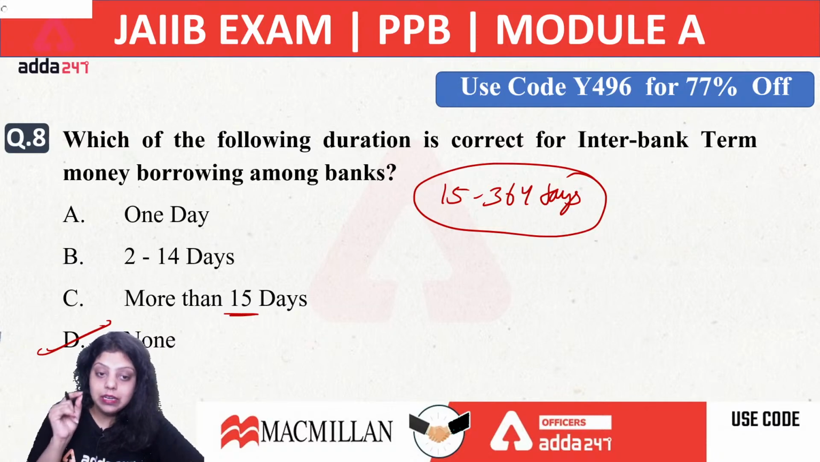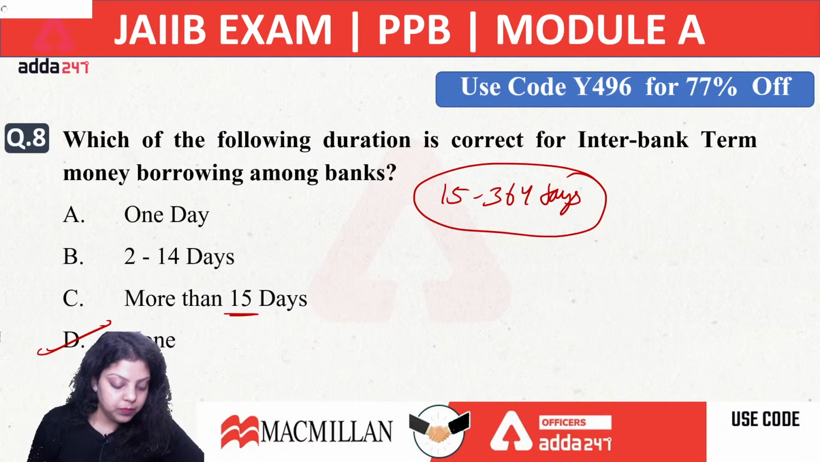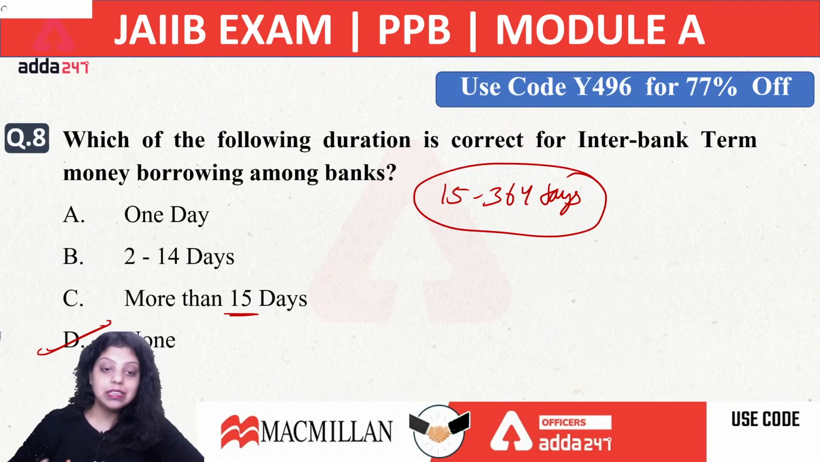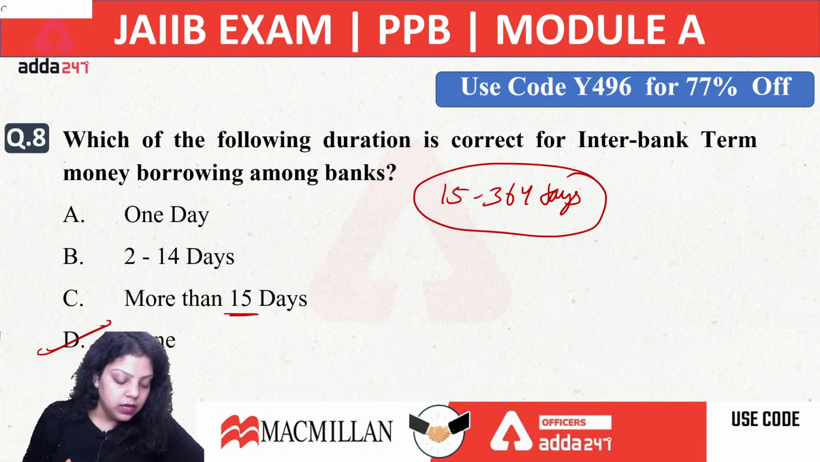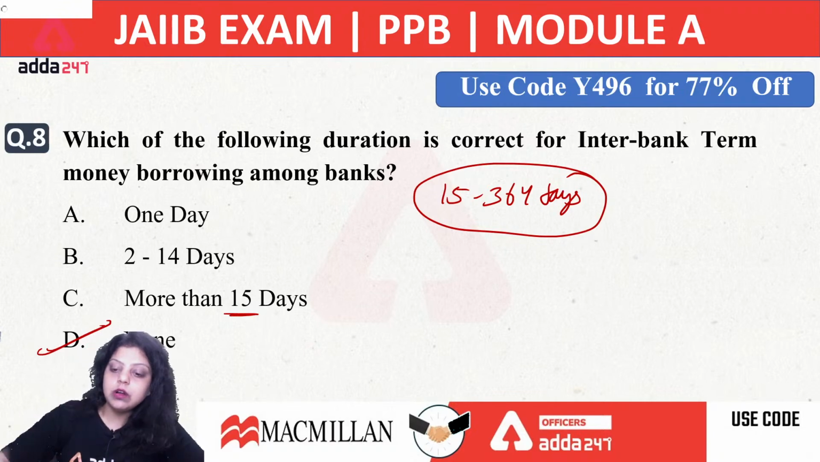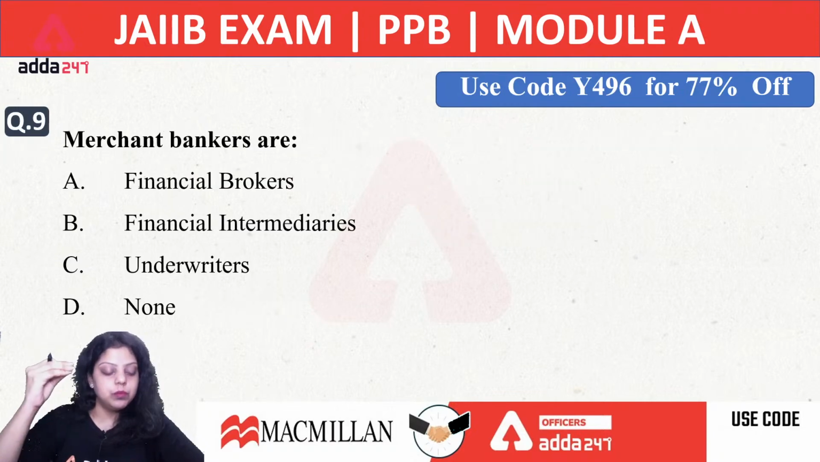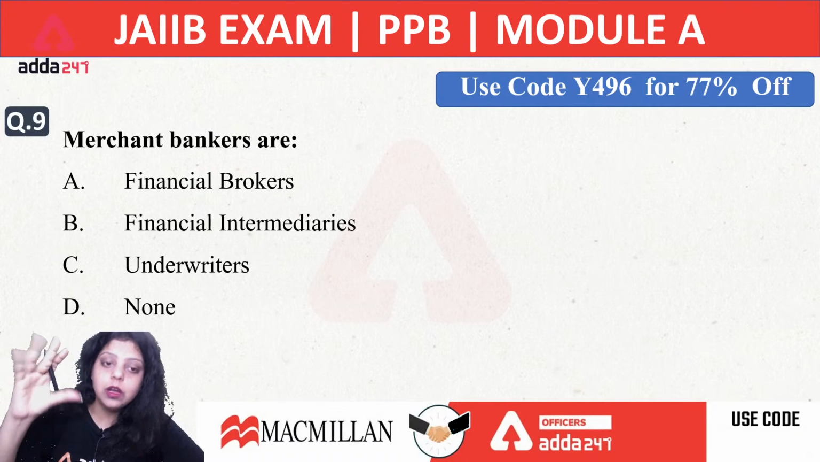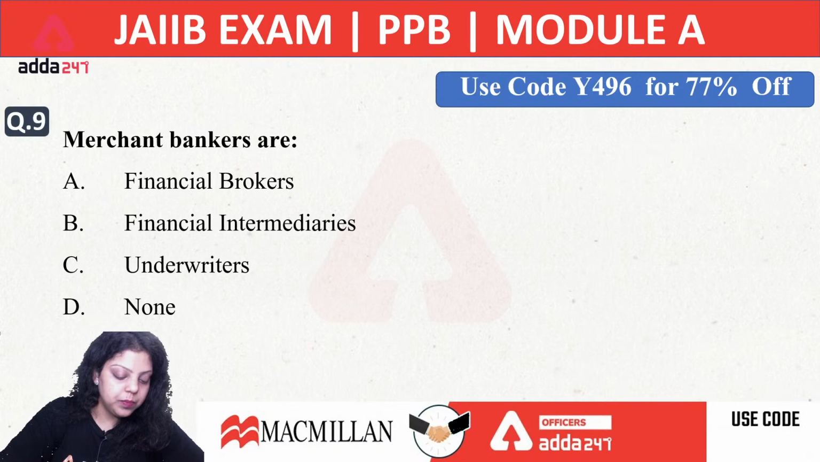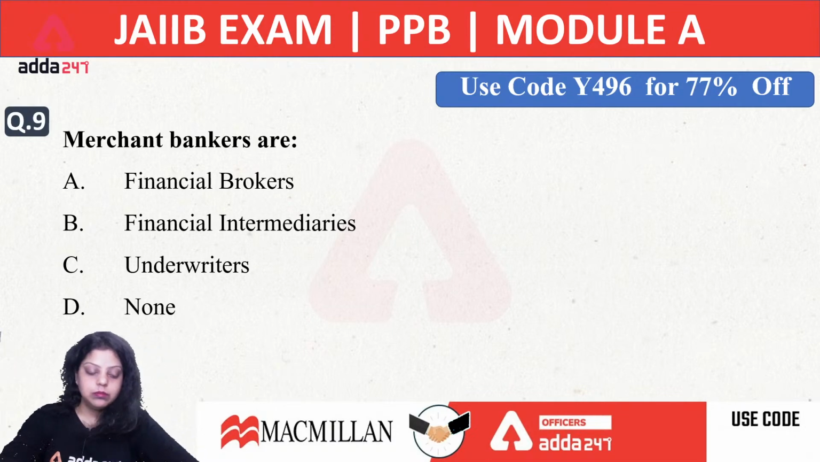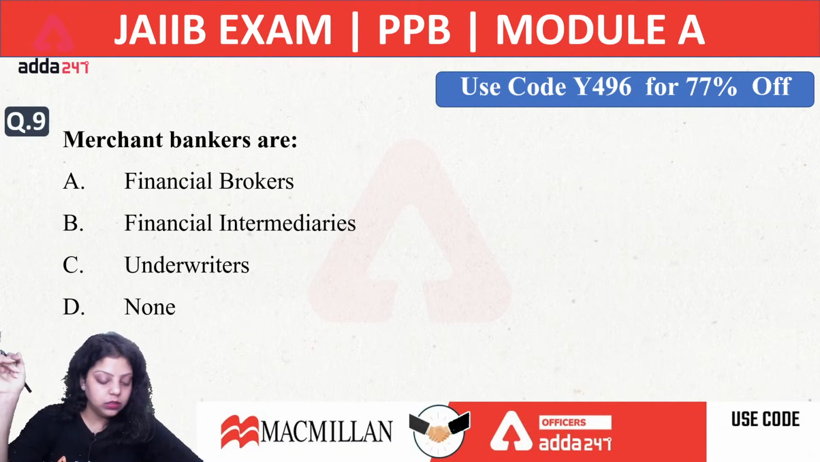That's why I was saying read the options carefully. The right answer is option D, none of the above, because the duration for term money is from 15 to 364 days. So the right option should be 15 to 364 days or more than 14 days. So the right option is D. You all know the concept and the answer, but make sure you are reading the options and the questions carefully, because this is a question where you should not get the wrong answer.